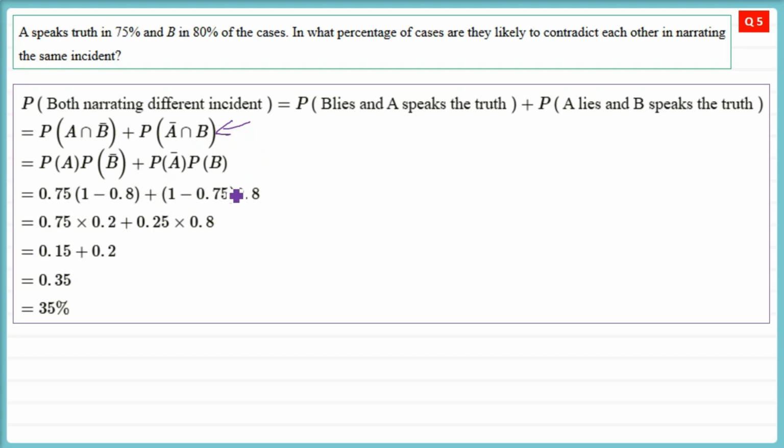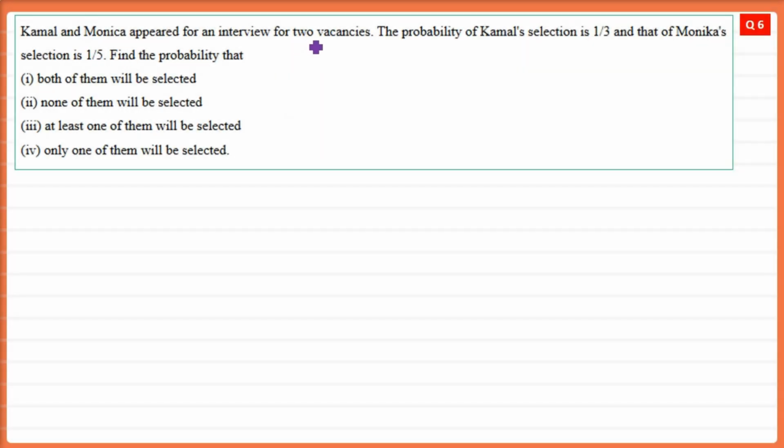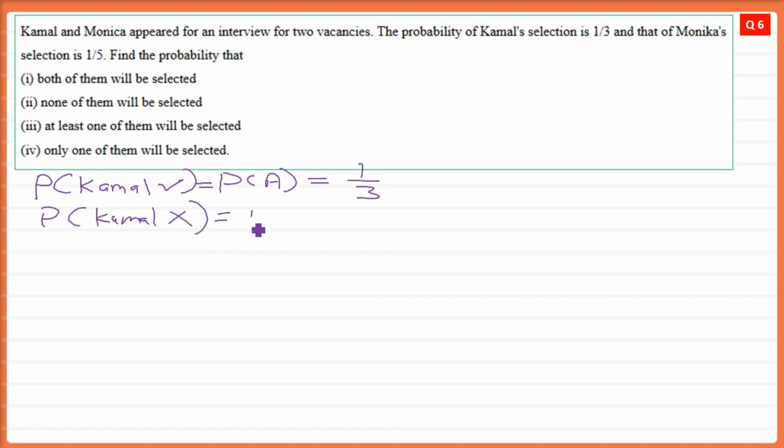In this type of question, the question is asking you to write the expression, then only you can write the answer. Kamal and Monica appeared for an interview for 2 vacancies. The probability of Kamal's selection is 1/3 and that of Monica's is 1/5. Find the probability that... 4 different questions are there in this one question. So one by one, we'll write what is given. Probability of Kamal's selection, let us call it A, P(A), is 1/3. Now Kamal not getting selected is P(A not), 1 minus 1/3. Select and non-select combined probability will be 1, so it is going to be 2/3.